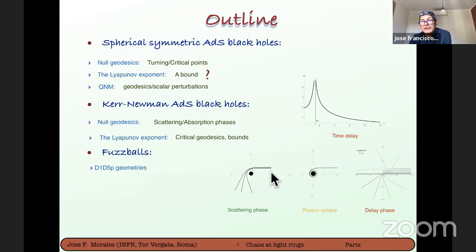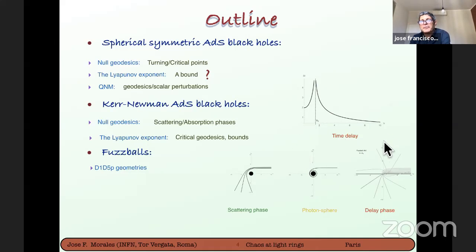And here I already anticipate what happens for fuzzballs. What is the difference? Outside of the photosphere, they look exactly like black holes. They have a scattering phase where the light gets deflected. They have a photosphere where light gets trapped. The difference with the black hole is that if you go below this critical value of the impact parameter, the particle gets trapped only for a time, which is a long time but still finite, and then escapes.